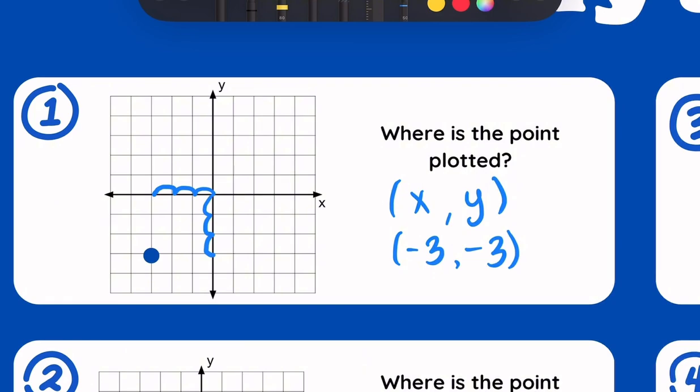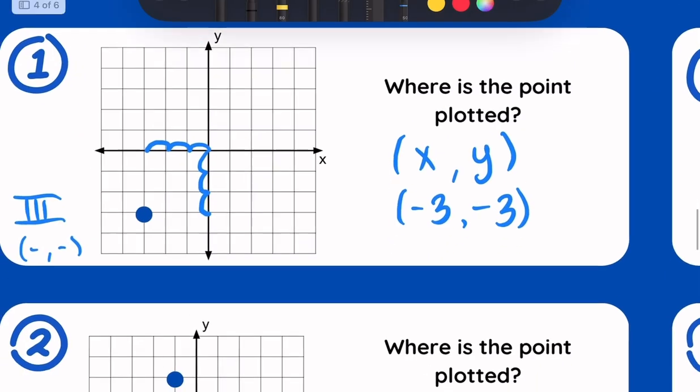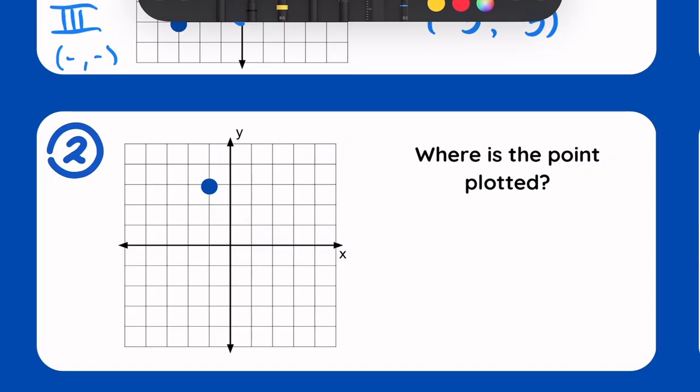And I could confirm this because this is in quadrant 3, which means that we have both a negative x and a negative y. For the second one here, it is in quadrant 2. And let's see. It goes one time to the left of 0, which means x is -1. And it goes above y, therefore it's 1, 2, 3 above 0. Therefore my y would be +3. And remember, in quadrant 2, we always have a negative x and a positive y.